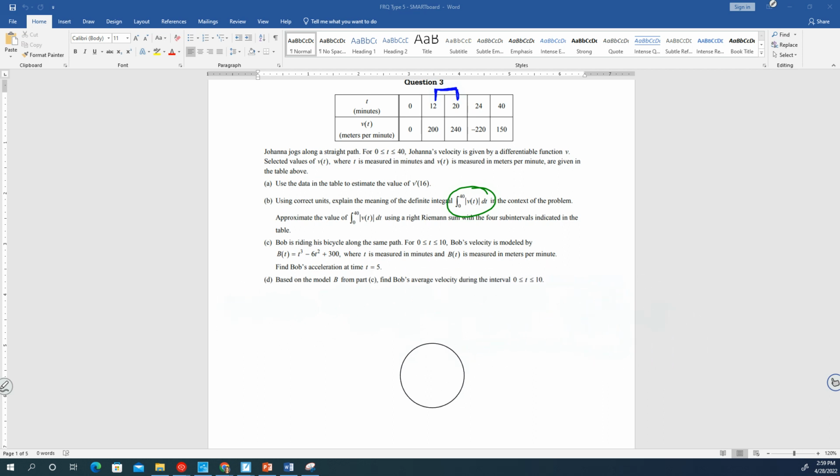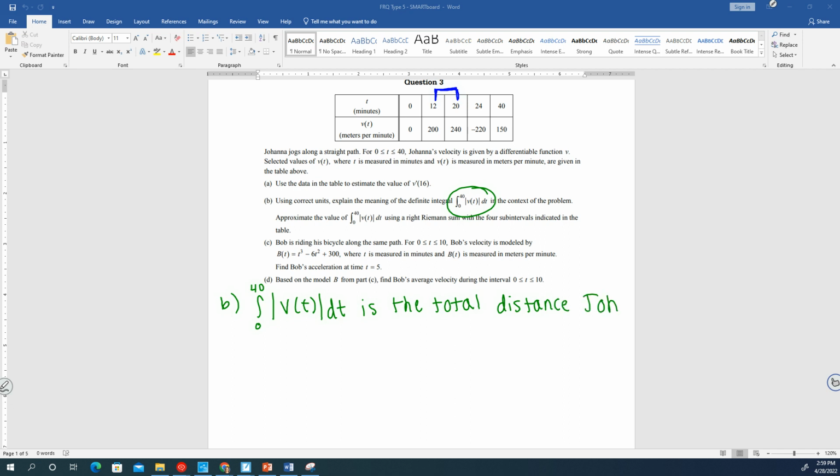Okay, so it says using the correct units. So we could say this definite integral, when I have the absolute value, that represents the total distance she traveled, so Joanna jogged, in meters.